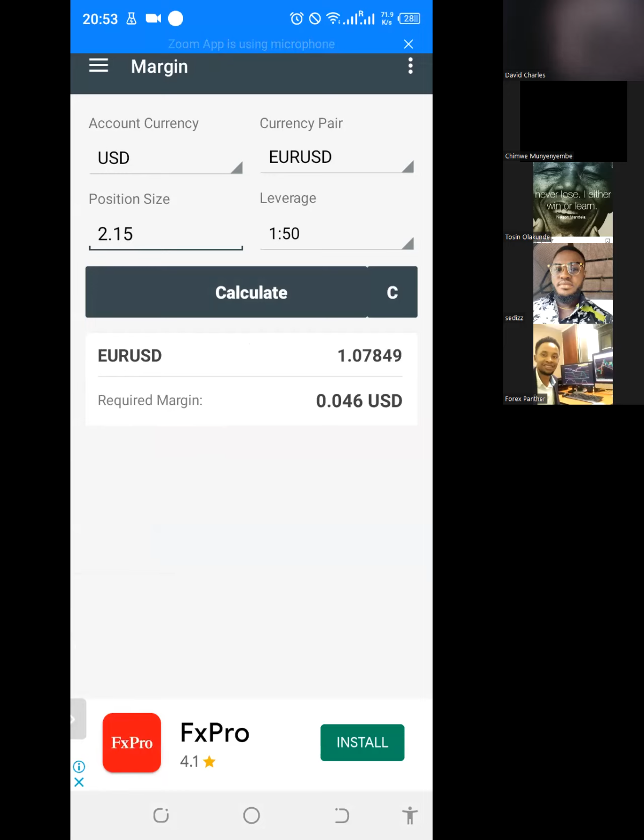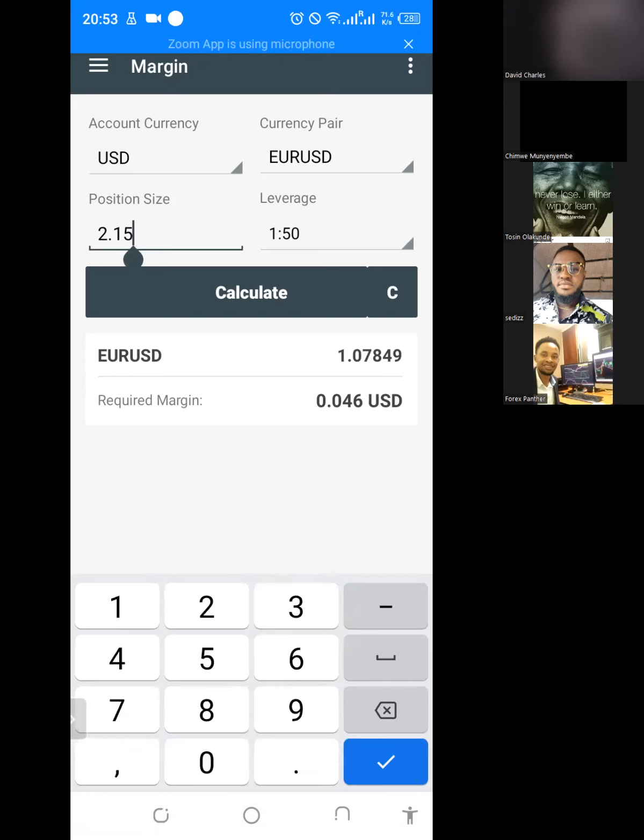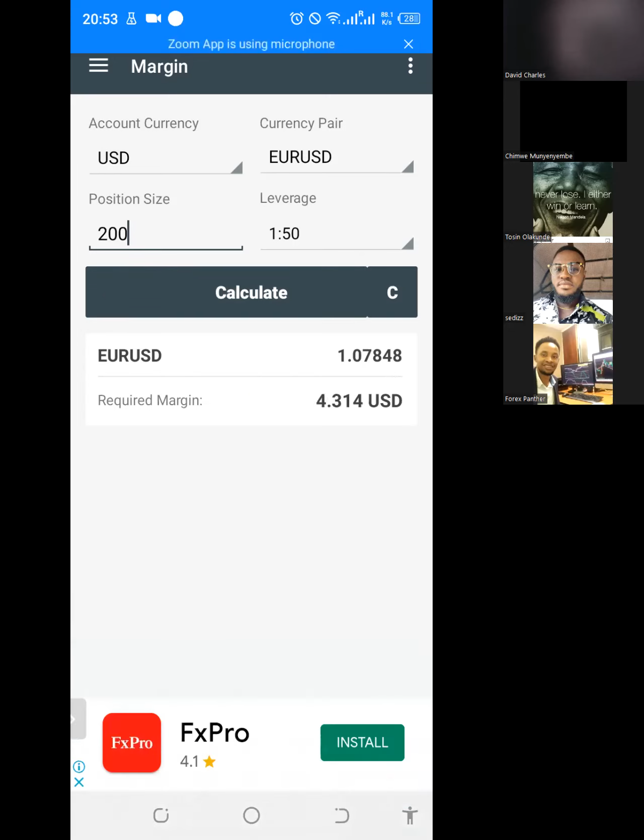Now it depends how many positions you are going to have. How many positions are you looking at? Are you going to put lot size 2.15 positions? Are you going to put 2.5, whatever? Even if you said my lot size was 200 lot, it will still show you that this is how much you need per trade. That's how much you need.